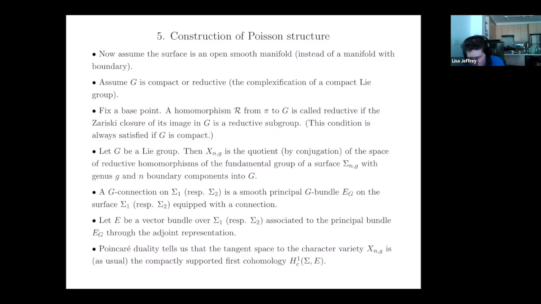So I'll write a G connection as a smooth principal G bundle on the surface sigma 1, which is equipped with a connection. If E is a vector bundle over sigma 1 associated to this principal G bundle through the adjoint representation, then Craigie duality tells us that the tangent space of the character variety is the compactly supported first cohomology of sigma with values in E.